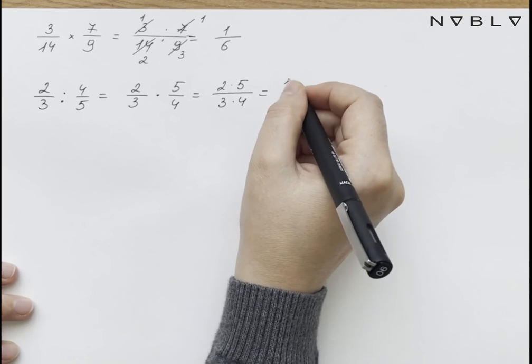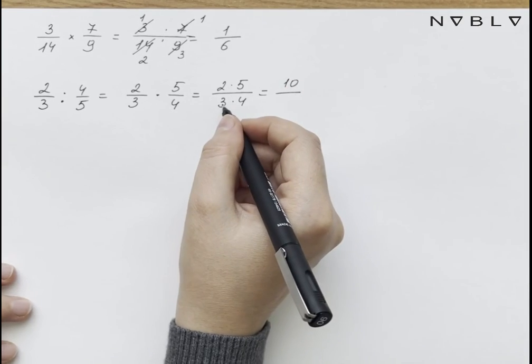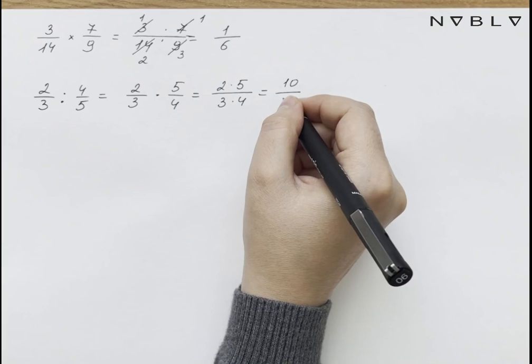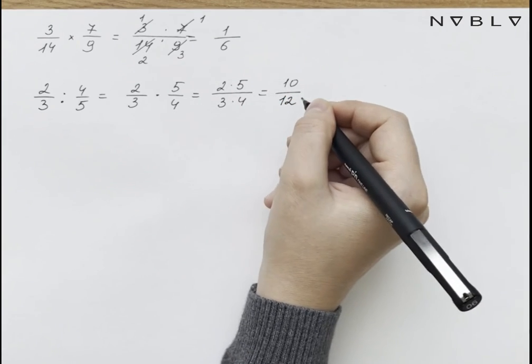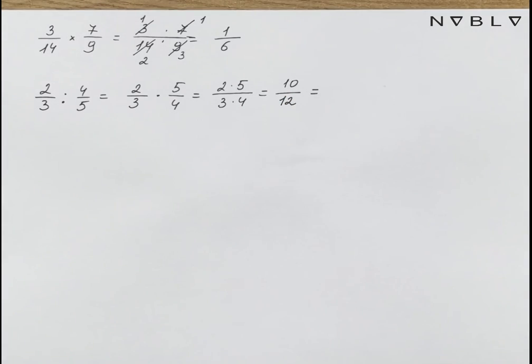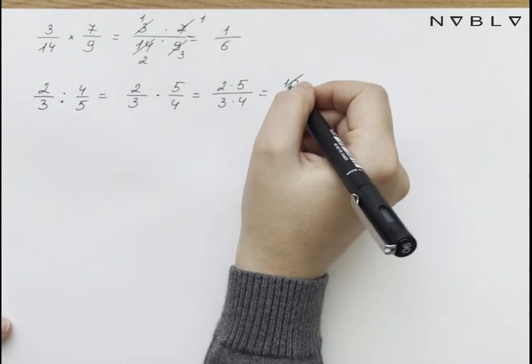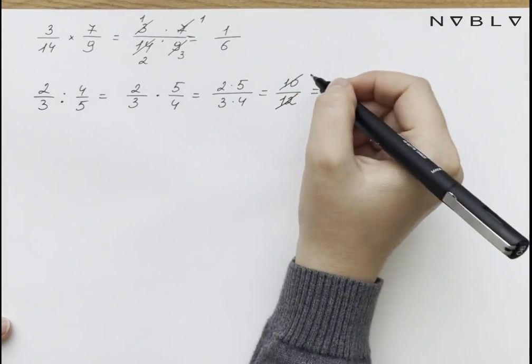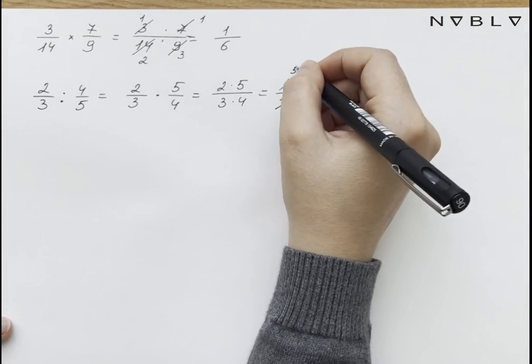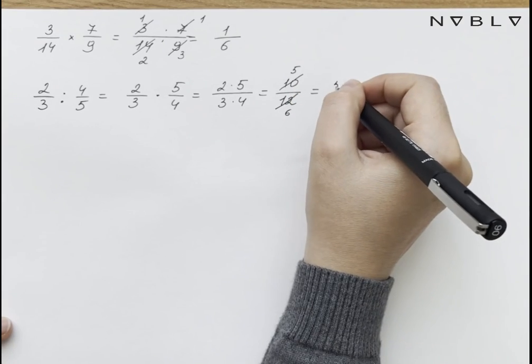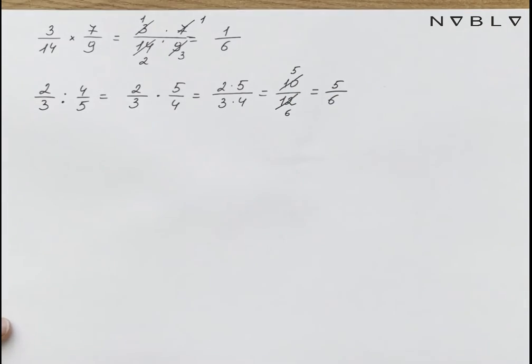2 times 5 will be 10, and 3 times 4 equals 12. Now we can reduce it by 2. Crossed out, it will be 5 and 6. 5/6. It's our answer.